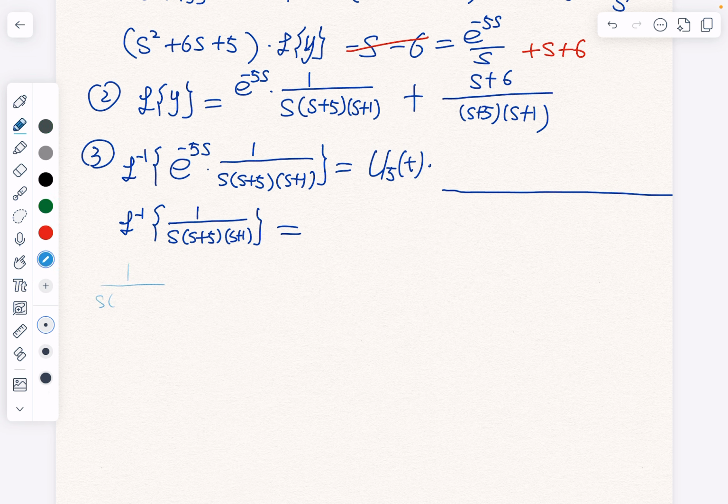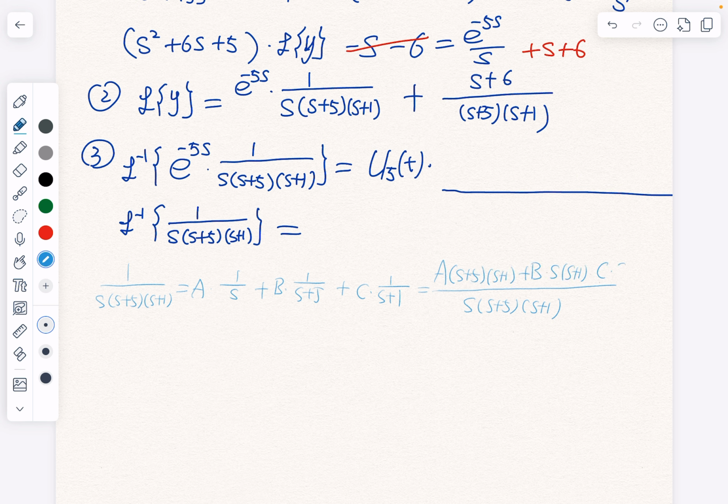This function clearly has distinct factors. It's going to be A over s, B over s plus 5, C over s plus 1. Therefore, it's going to be A times s plus 5, s plus 1, plus B times s, s plus 1, plus C times s, s plus 5. For simplicity, what you can do is let s be 0.